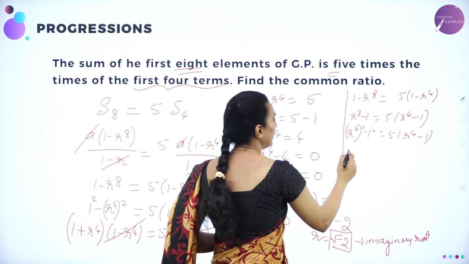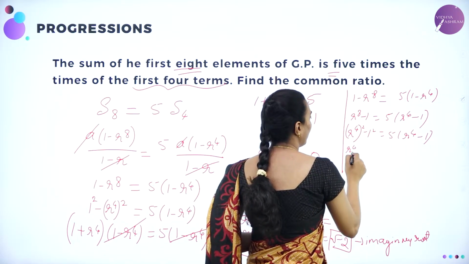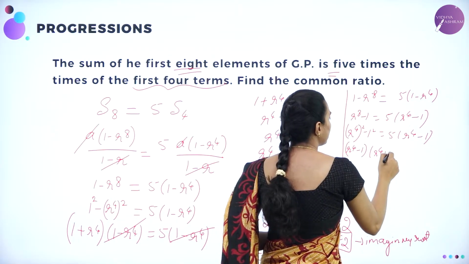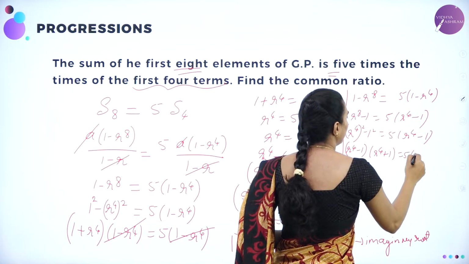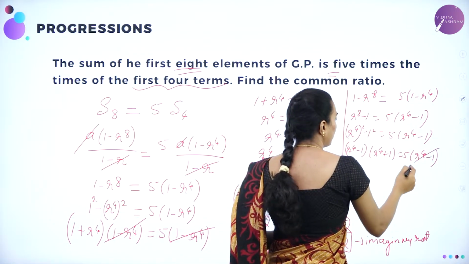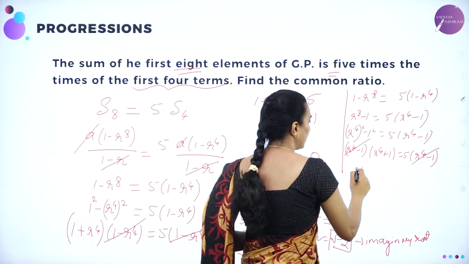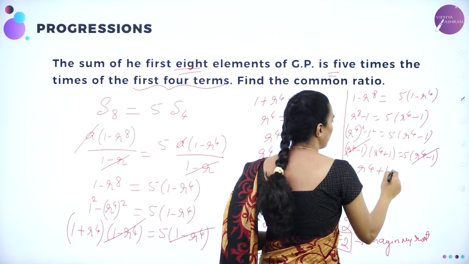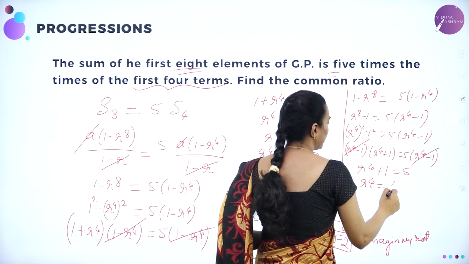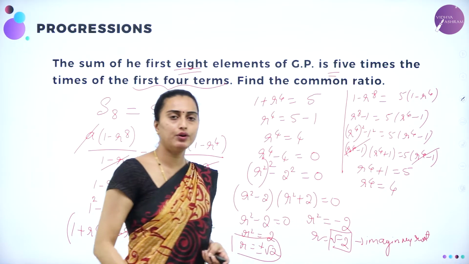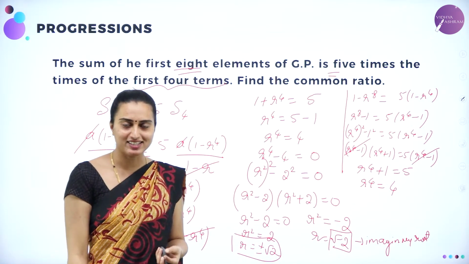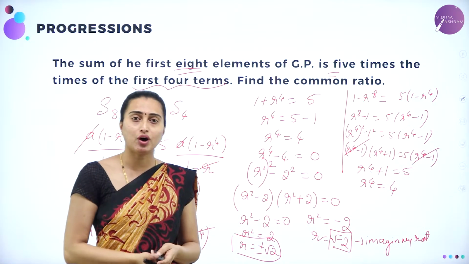So here you can write it as r to the power of 4 minus 1 into r to the power of 4 plus 1 is equal to 5 into r to the power of 4 minus 1. Now you can cancel r to the power of 4 minus 1. Remaining is r to the power of 4 plus 1 is equal to 5. Now r to the power of 4 is 5 minus 1, which is 4. So r is equal to plus or minus root 2. That's it, dears. I hope you got how to solve this.